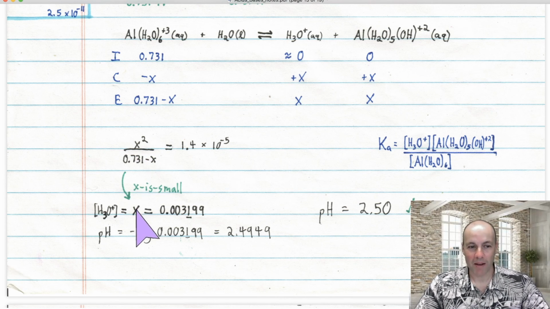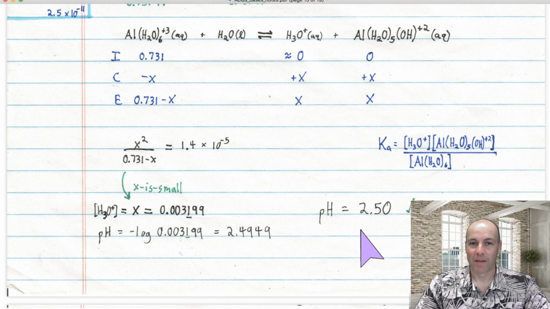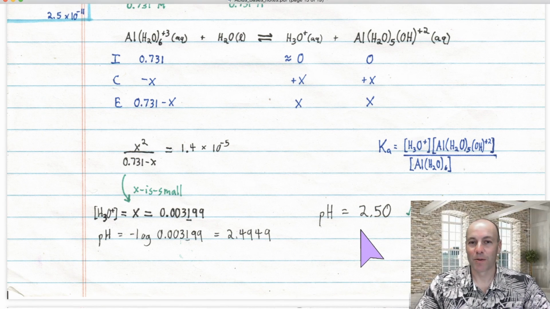And so solving for X, that will be the proton concentration. It comes out to 0.0032. And now we can calculate the pH as the negative log of the proton concentration, and the pH is 2.49, which is roughly 2.50. So that's how you deal with metal cations, which act as weak acids.